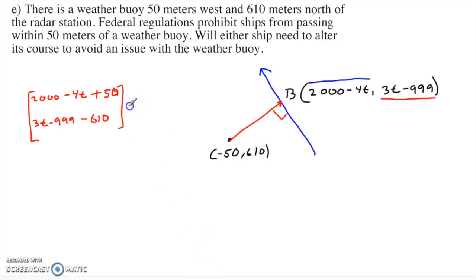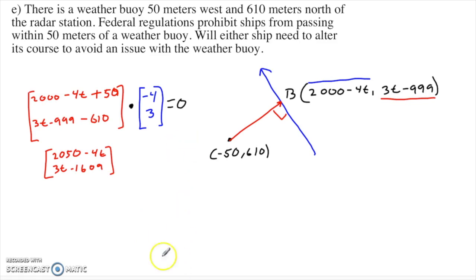And just as before, we're going to simply dot that with the direction of the ship's travel, this blue vector, right? So what's the blue vector? Its direction anyway is negative 4, 3. That's the velocity vector of the ship, negative 4, 3. Dotting that and setting it equal to 0 is going to give us what we need. So we can simplify this just a little bit. Let's see, what do we end up with here? We've got 2050 minus 4t, and then we have 3t minus 1609.